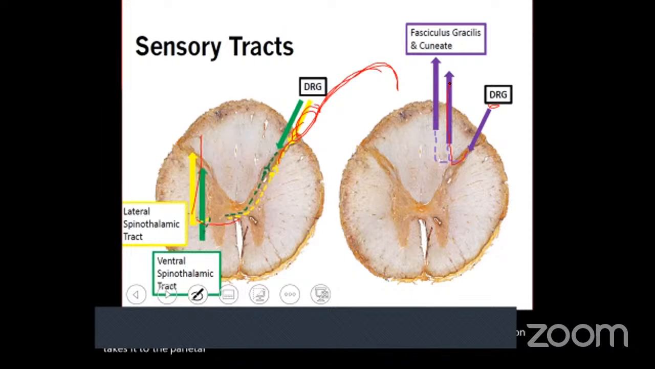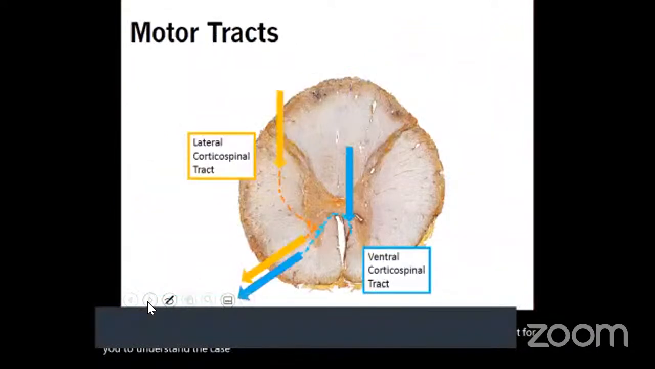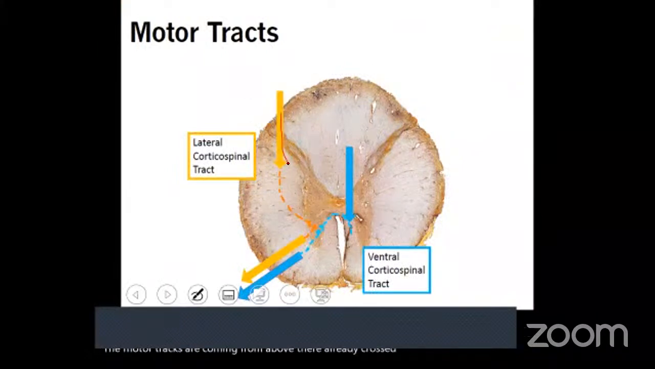So that's how these sensations are conducted. The sensations are two, right? One is superficial, the other one is deep sensation. This is very important for you to understand the cases and the pathologies of the spinal cord. The motor tracts are coming from above. They are already crossed, the lateral corticospinal tract. And there is one uncrossed tract, that is the ventral corticospinal tract.